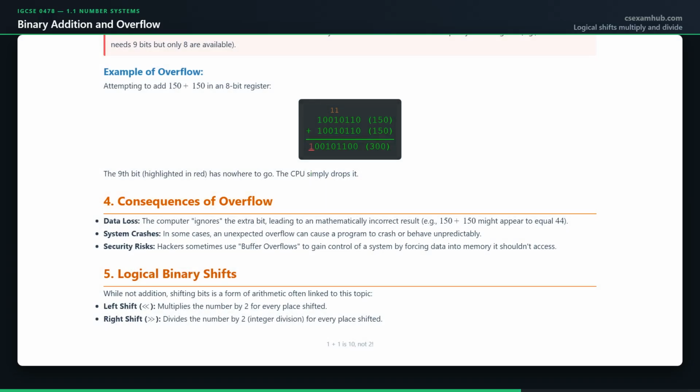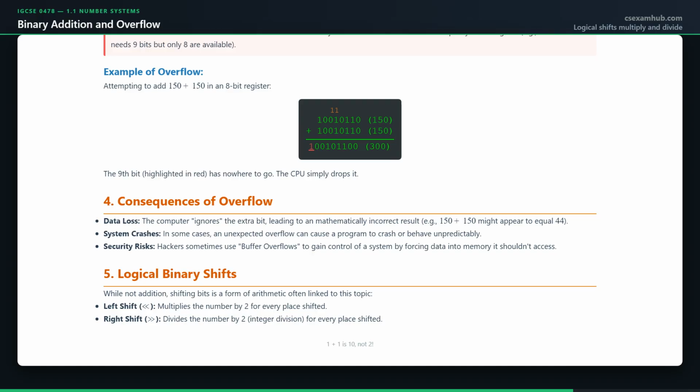The last part of this lesson is logical binary shifts, which are closely related because they can also lose data. A logical shift moves every bit left or right by a given number of places and fills the vacated positions with zeros. Shifting left by 1 place multiplies the value by 2. Shifting left by 2 places multiplies by 4, and by 3 places multiplies by 8. Each place doubles it again. Shifting right by 1 place divides by 2, by 2 places divides by 4, and so on.